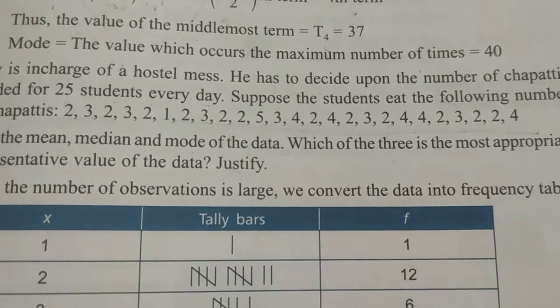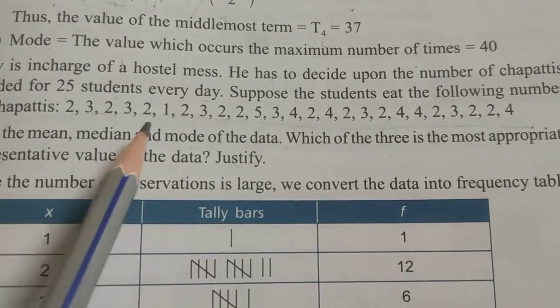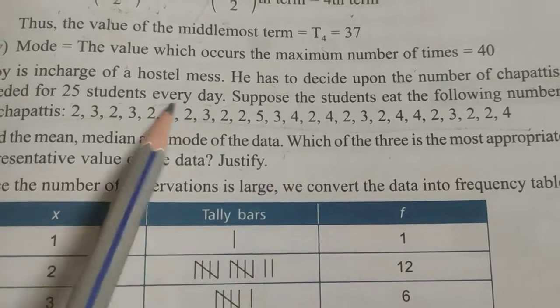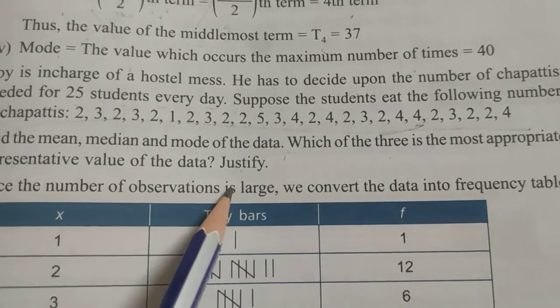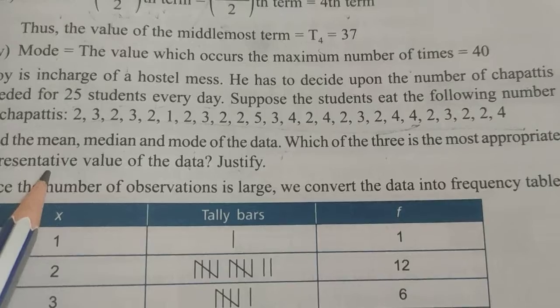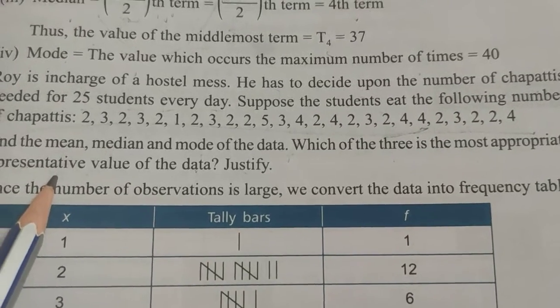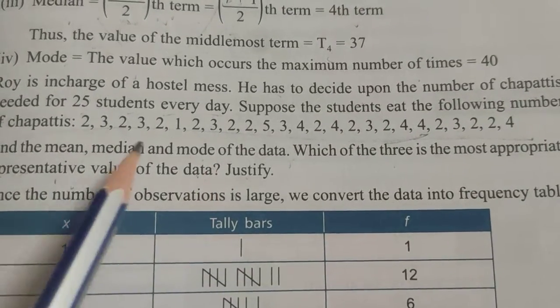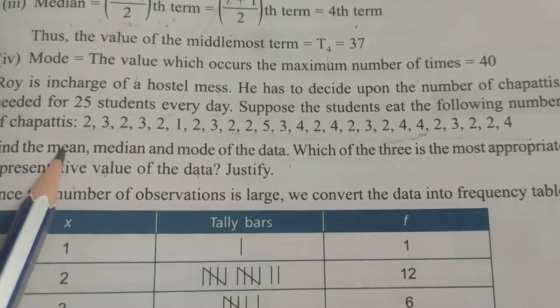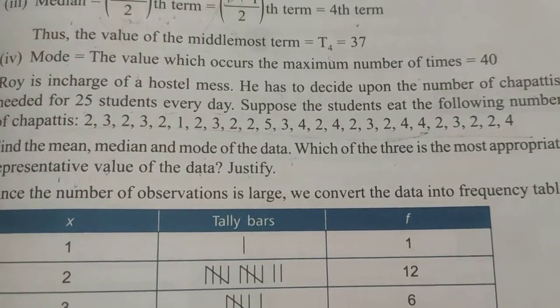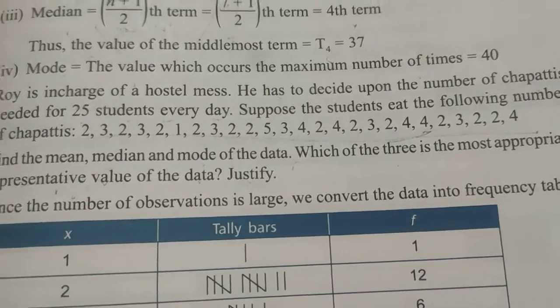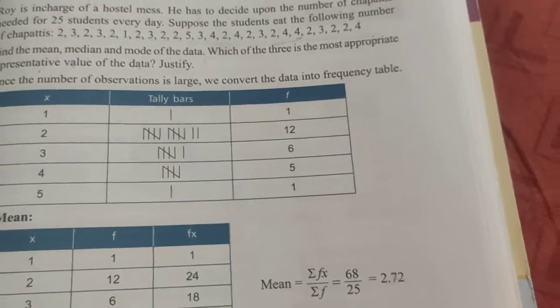Justify. Means you not only have to find out the mean, median, mode of this given data, but also you have to find out which is most appropriate representation. Okay, means whether mean is the most appropriate, or mode is the most appropriate, or the median is the most appropriate. So when we solve it, we'll do that also.